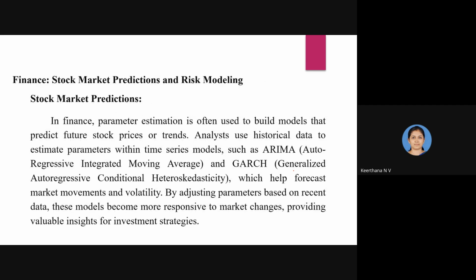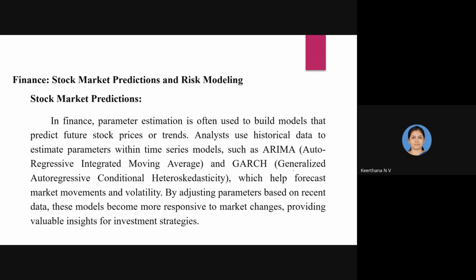As I said, how it works in stock market predictions. That is stock market predictions and risk modeling, which I mentioned in finance. So what will the analyst do with parameter estimation in stock market prediction? Based on the historical data of the previous shares, how they were sold in the past and how they might be in the future, they will be predicting this.